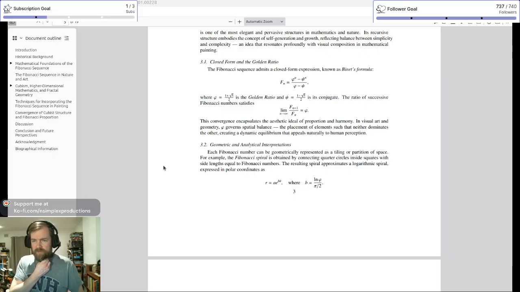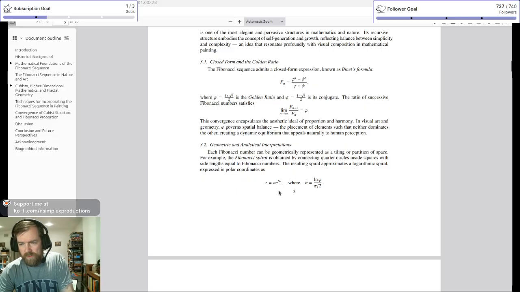Visual art and geometry. Phi governs spatial balance, placement of elements such that neither dominates the other, creating a dynamic equilibrium that appeals naturally to human perception. Each Fibonacci number can be geometrically represented as a tiling or proportion of space. For example, the Fibonacci spiral is obtained by connecting quarter circles inside squares with side lengths equal to Fibonacci numbers. The resulting spiral approximates a logarithmic spiral expressed in polar coordinates as r equals a e to the b theta, where b is the natural log of phi over pi over 2.